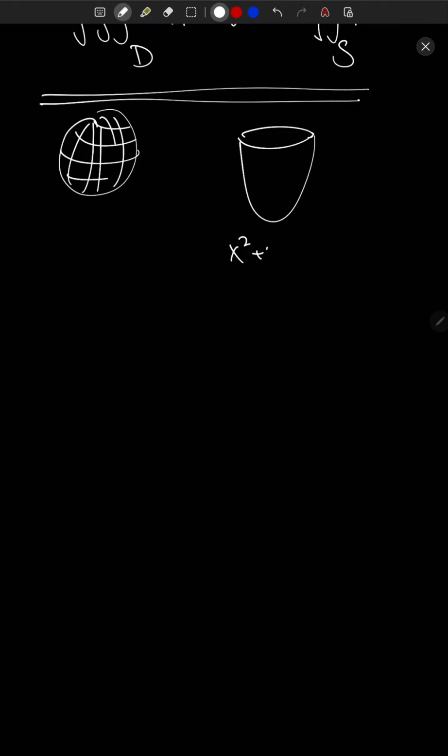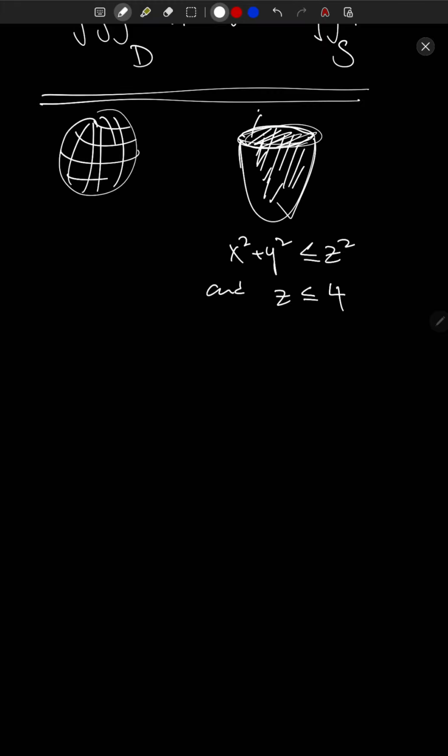So let's say x squared plus y squared less than or equal to z. So this would be the stuff inside the paraboloid, and let's say z less than or equal to 4. Then there would be a cap. So your region would be everything inside this kind of cup here.